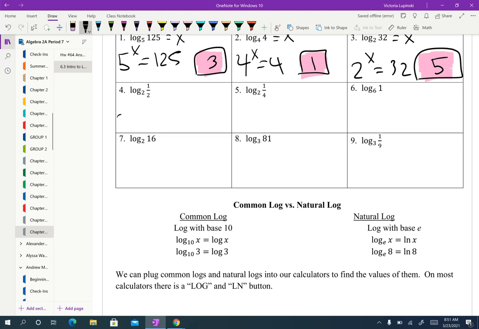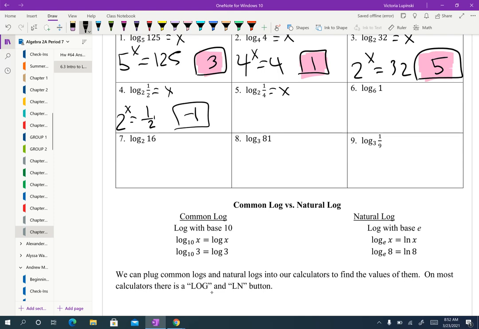So here in number 4, you're essentially saying 2 to what power would give you a half. So this is really 2 to the x equals 1 over 2. So how would a 2 stay a 2? Well, that would only happen if the power was 1. But then how would the 2 wind up in the denominator? That only happens if there's a negative exponent. So that's how I know that it's a negative 1.